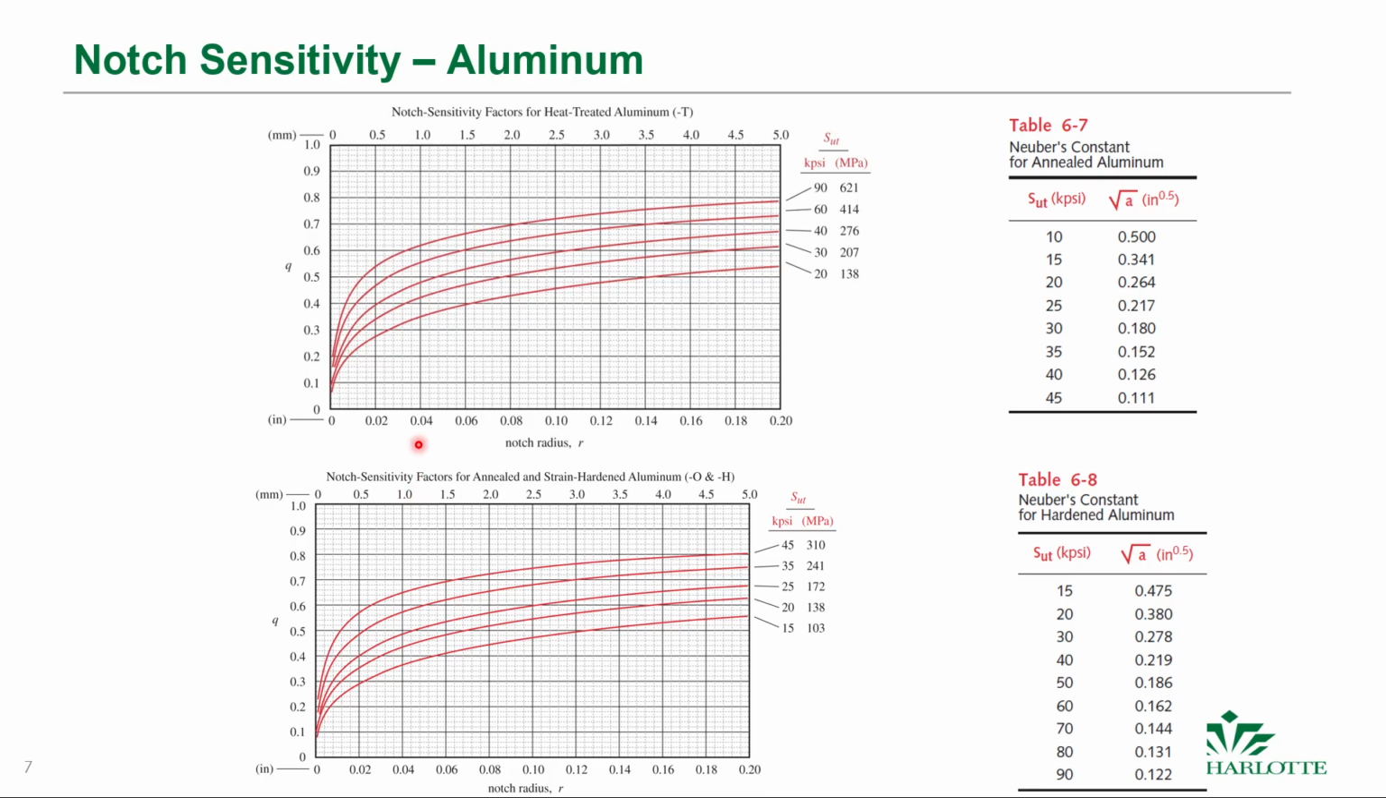These are notch sensitivities for heat-treated aluminum, annealed and strain-hardened aluminum, for those aluminums with these different ultimate tensile strengths. Okay, so we can go here and then pick this Neuber constant and then find our notch sensitivity.